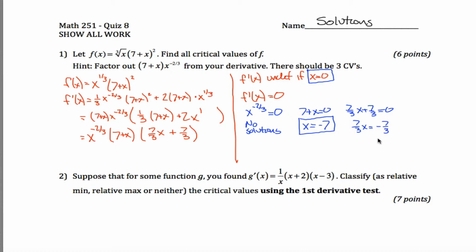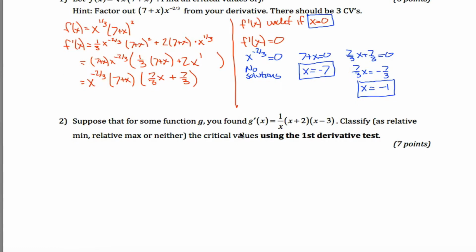And then, I don't know, maybe multiply both sides by 3/7, you get x equals negative 1 for the third and final critical value. All right, second problem.